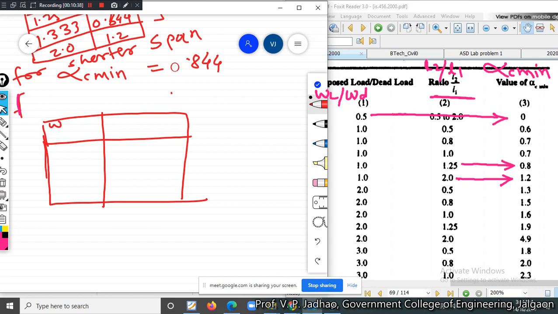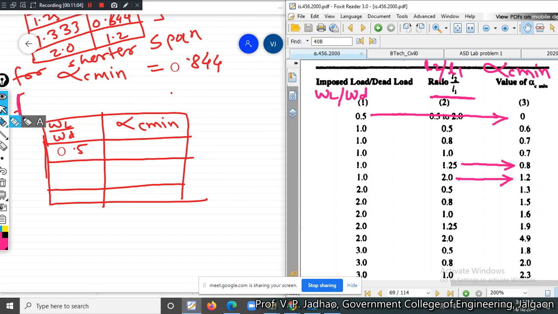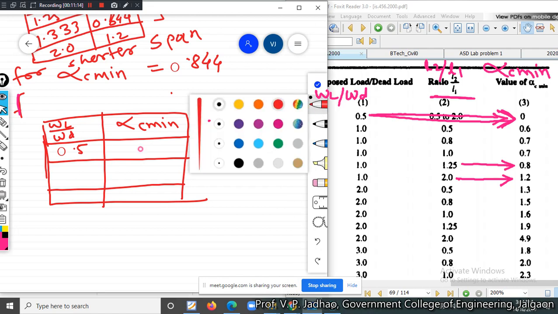Here we'll write the WL upon WD ratio, that is live load upon dead load, and here we'll write alpha C minimum. Now we know the value for the WL upon WD ratio of 0.5. For this 0.5 ratio, the alpha C minimum for this particular case is 0. So write down here 0.